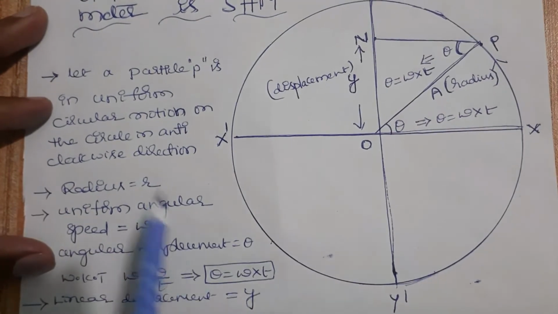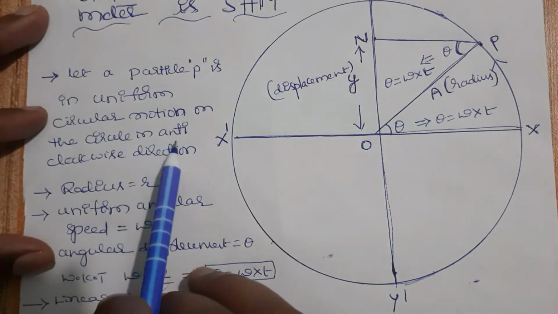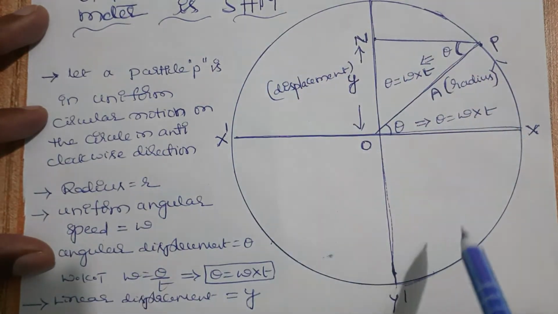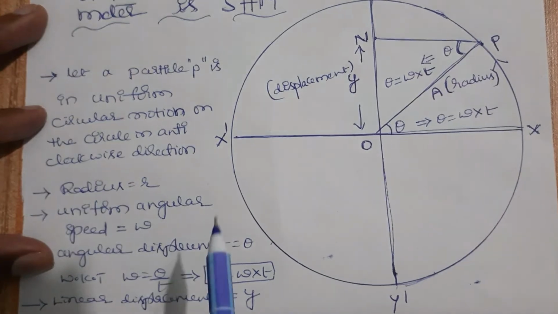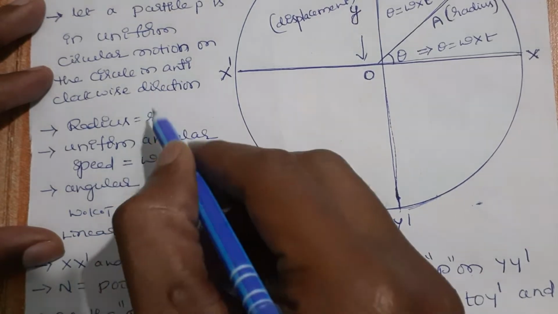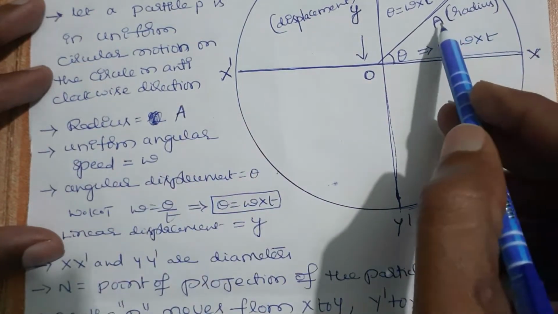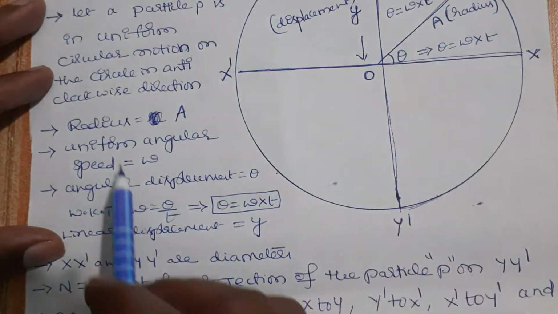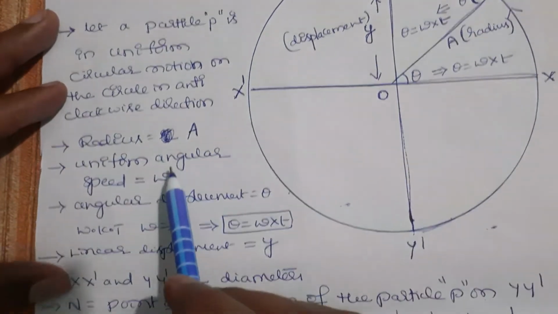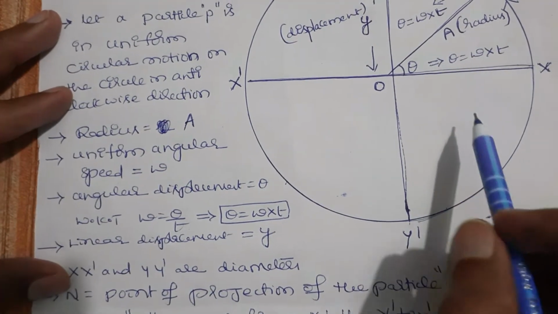So let P be a particle in uniform circular motion on the circle in the anti-clockwise direction. You may understand this circle as a reference circle. The radius of the circle is taken as capital A. Here the radius is capital A, students. The particle P is moving with uniform angular speed omega.